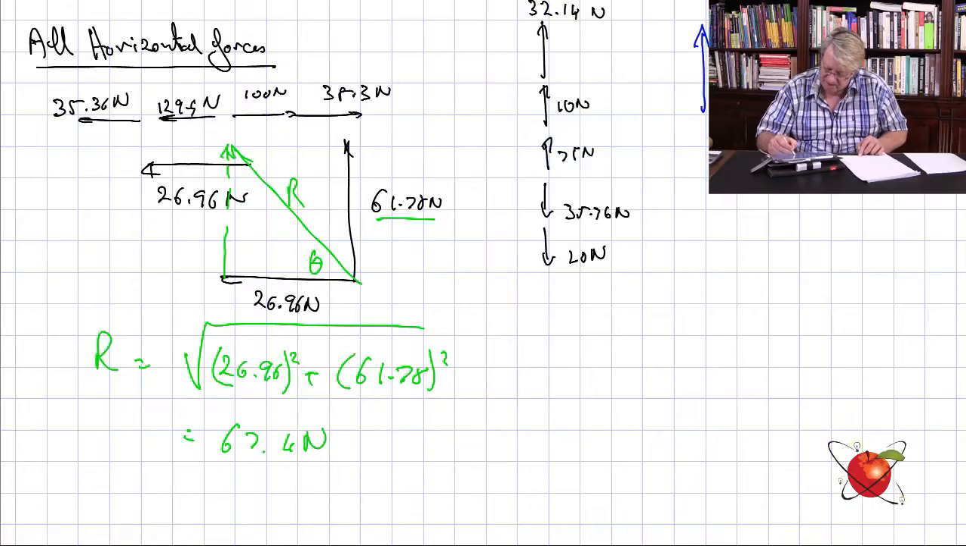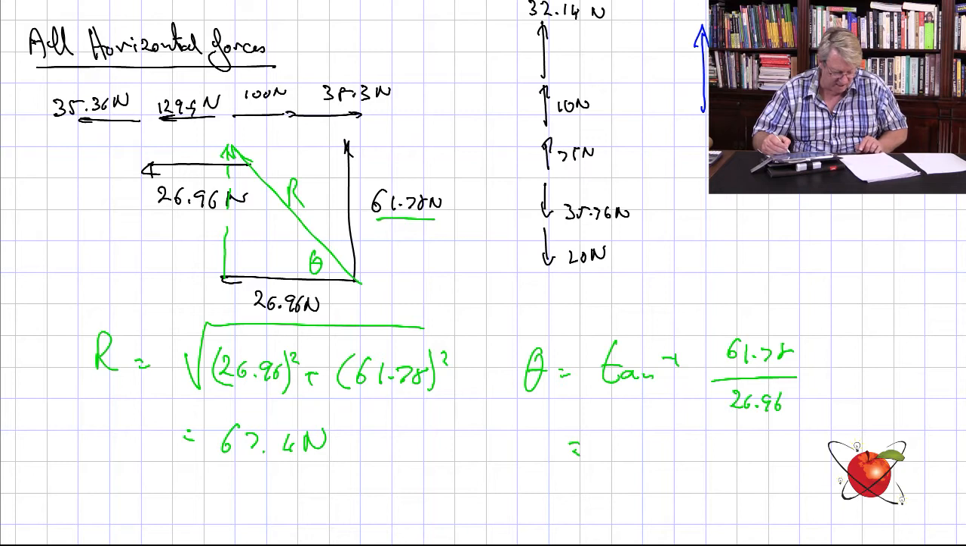So that's what we've got. The last bit is, remember, it's a vector. Vectors have got directions, right? A magnitude and a direction. So I'm now going to put in the direction of this vector. I know that height there is 61.78, so therefore theta is going to be arctan of 61.78 divided by 26.96, and that's going to give us 66.4 degrees.